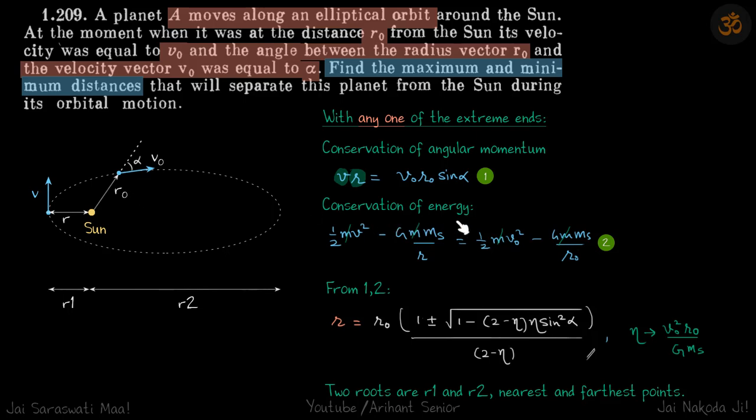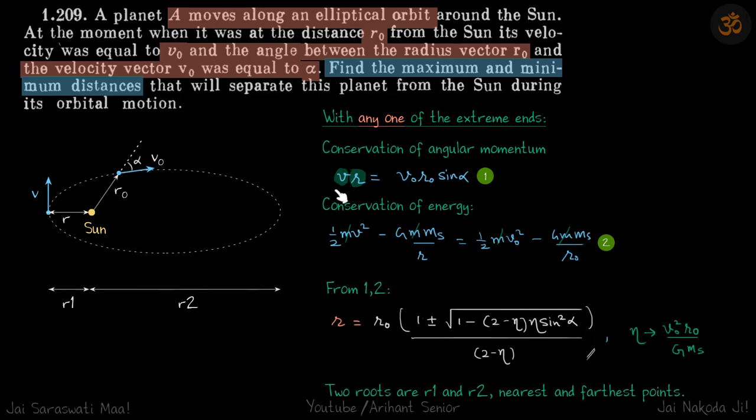Now we can conserve energy. So at this point and this point the mechanical energy will be the same. Here the energy is half mv square minus G M m s by r, and at this point energy is half m v naught square minus G M m s by r naught. So we have two equations and our two variables are v and r.